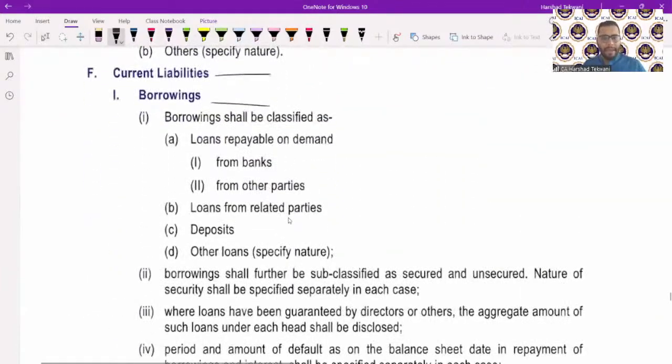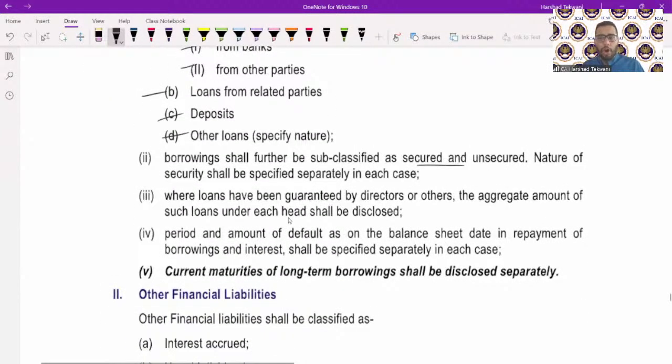Now current liabilities, same as we saw, borrowings, current liability, then financial liability. Financial liability will have borrowings on the same line we saw in the non-current one. Borrowings, loans repayable from banks and other parties, loans from related parties, deposits, other loans. Then you need to classify between secured, unsecured, and you need to give the details of security. If loans have been guaranteed by directors, then you need to disclose separately. And period and amount of default of loan will be disclosed here. This will also somewhere come in CARO.